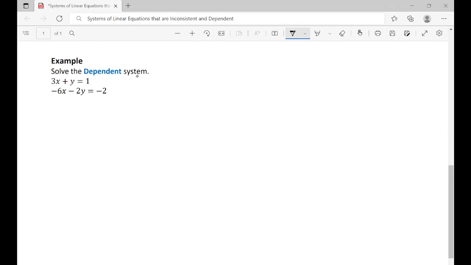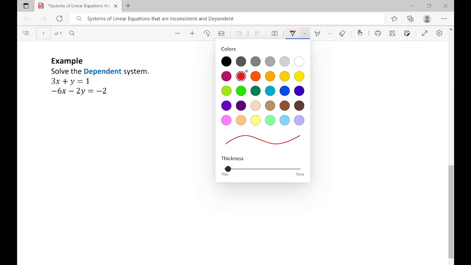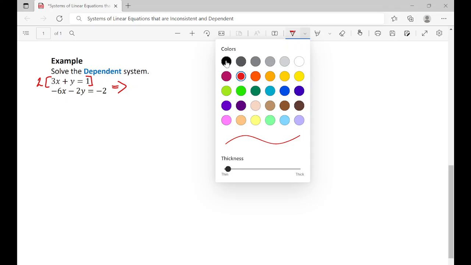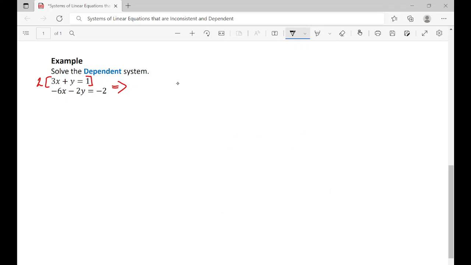Next is the dependent system we're going to solve for. So again, I'm going to look at this and I'm going to eliminate a variable because I like to use the elimination method. So I'm going to multiply the top equation by 2 to get rid of y. And so when I do that, I'm going to get 6x plus 2y equals 2. And I leave the bottom equation as it is. So negative 6x minus 2y equals negative 2.